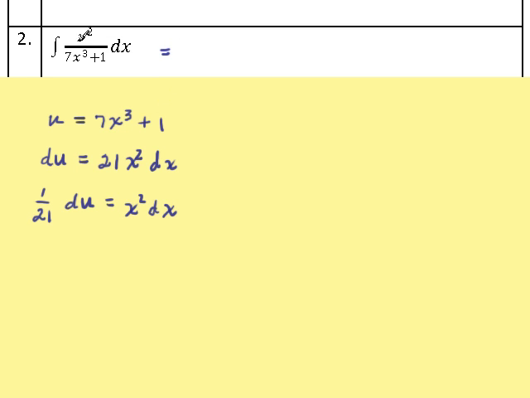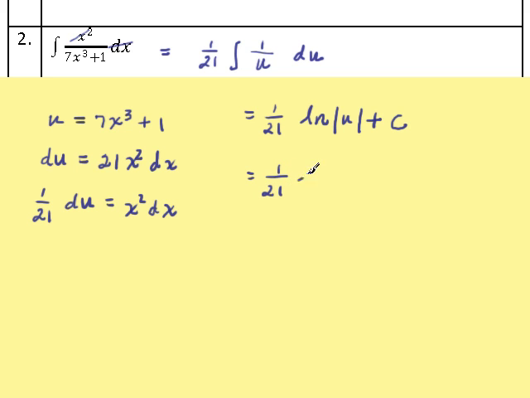So instead of this x squared dx, we're putting 1 over 21 du. And here we have 1 over u. All right, so we know that this is ln absolute value of u. Okay, now put x back into the expression, and u is 7x cubed plus 1.